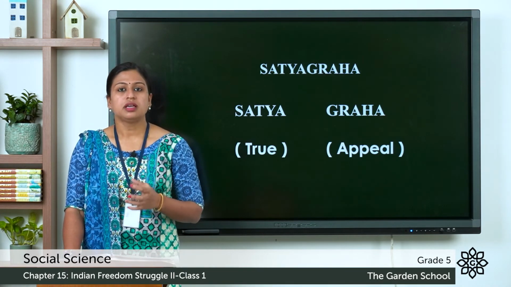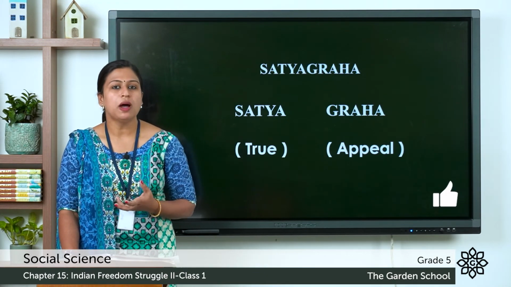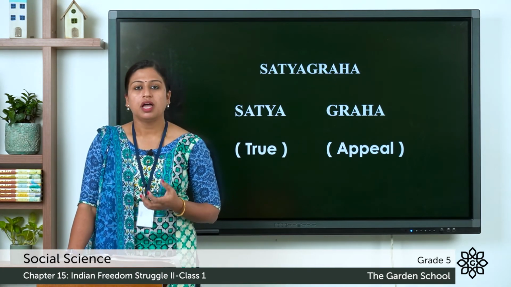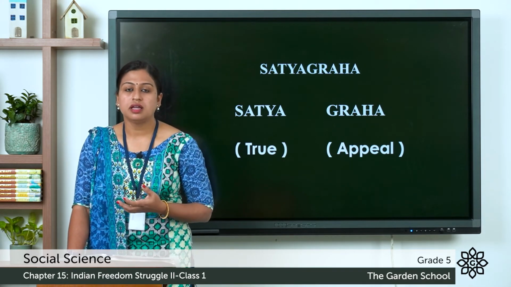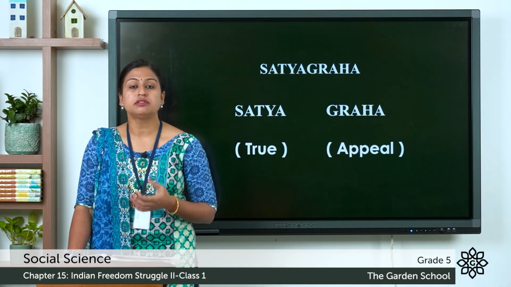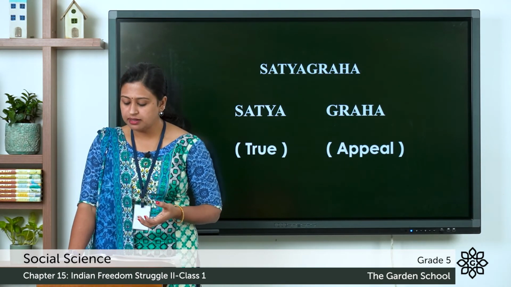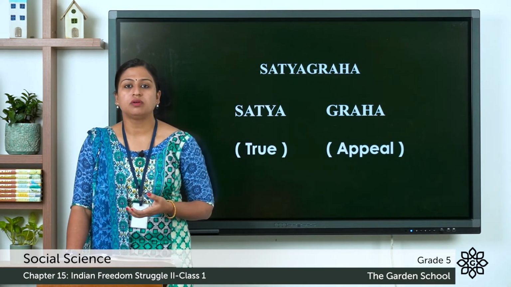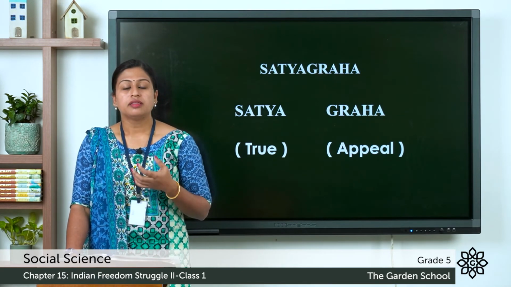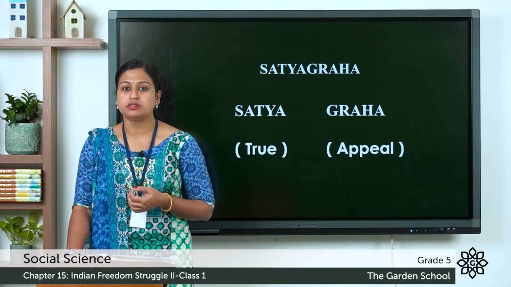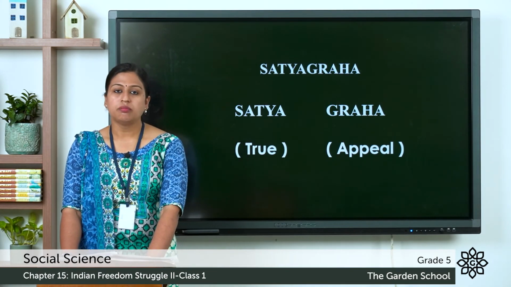Now, these protests included demonstrations, hartals and boycott. So, what do you understand by demonstration? Demonstration means showing or explaining something. So, the Indian leaders explained to the Indians the importance of freedom from the Britishers. And hartal is a form of political protest when shops are closed and people refuse to work. Next one is boycott. So, they were asked to boycott foreign goods.